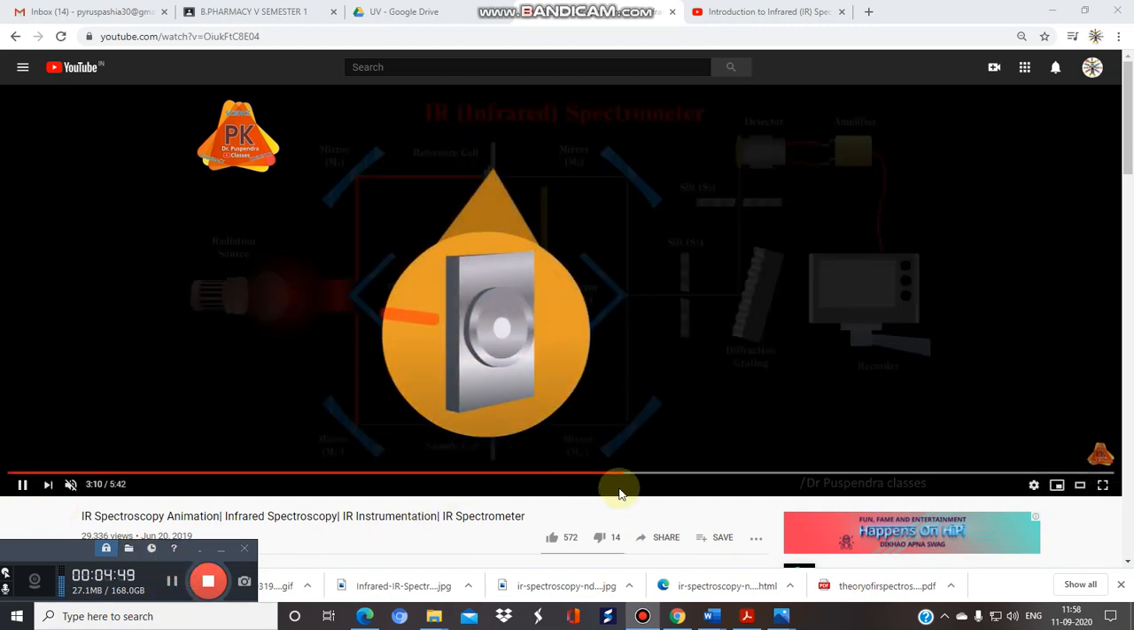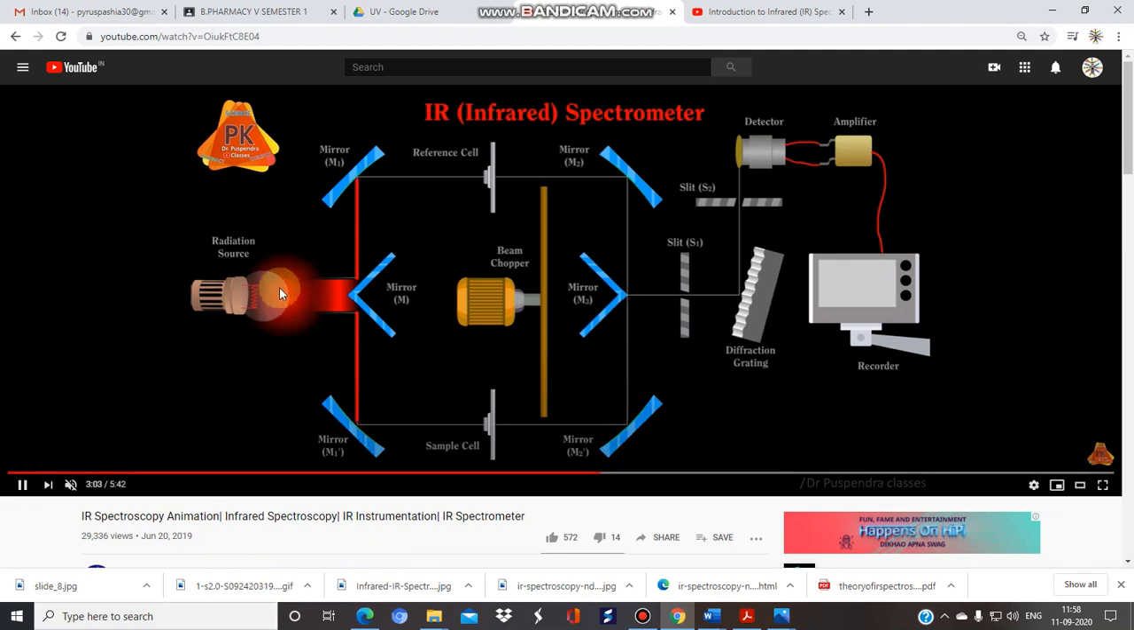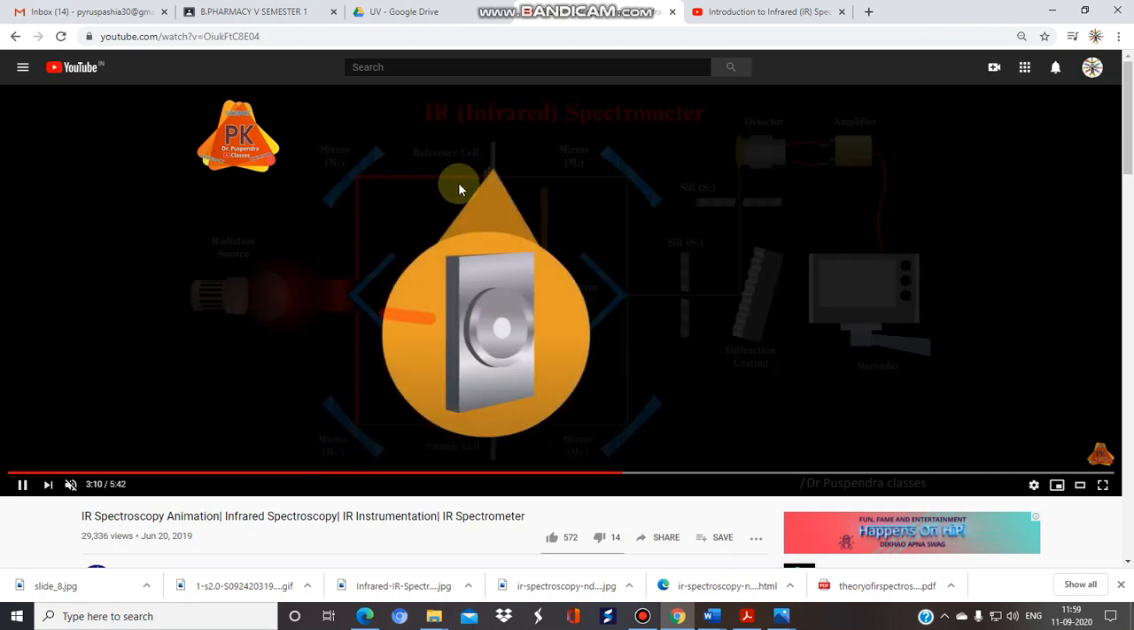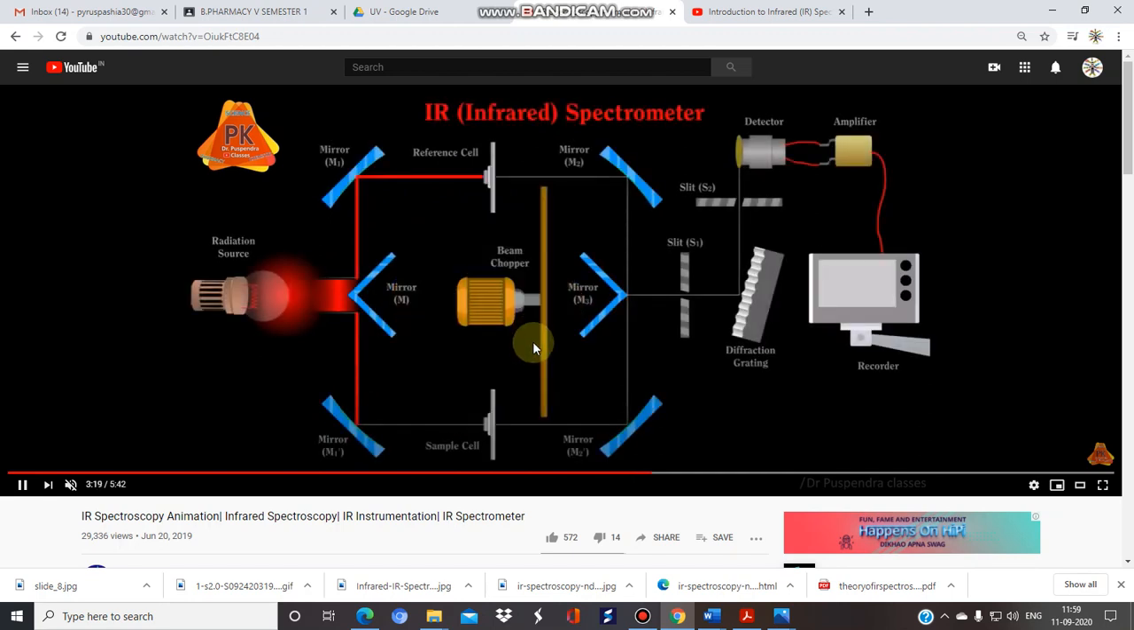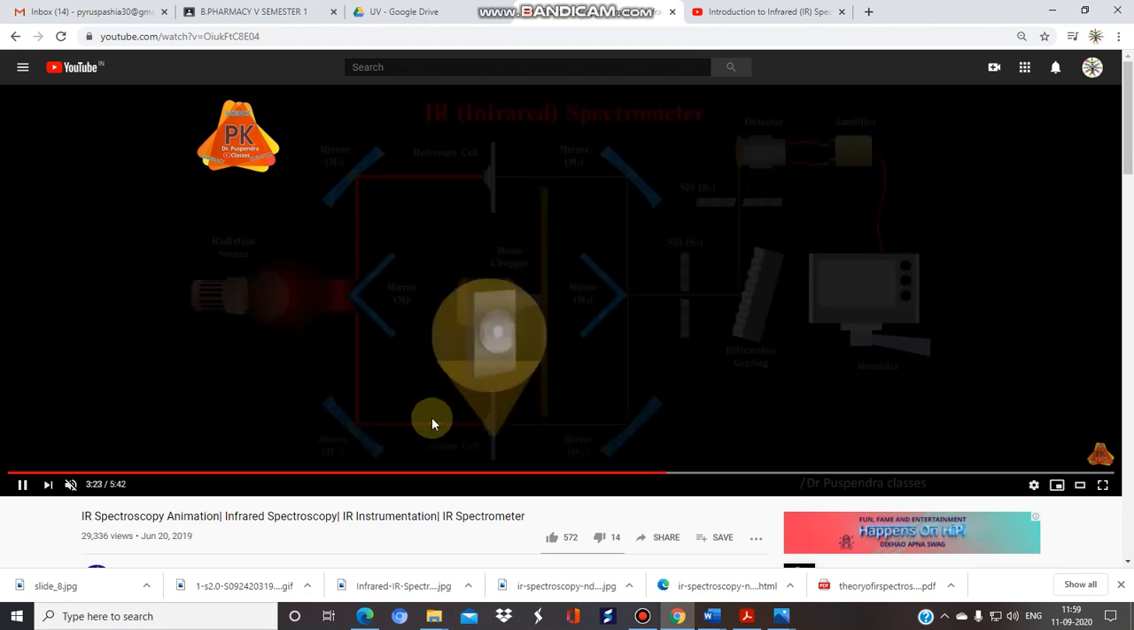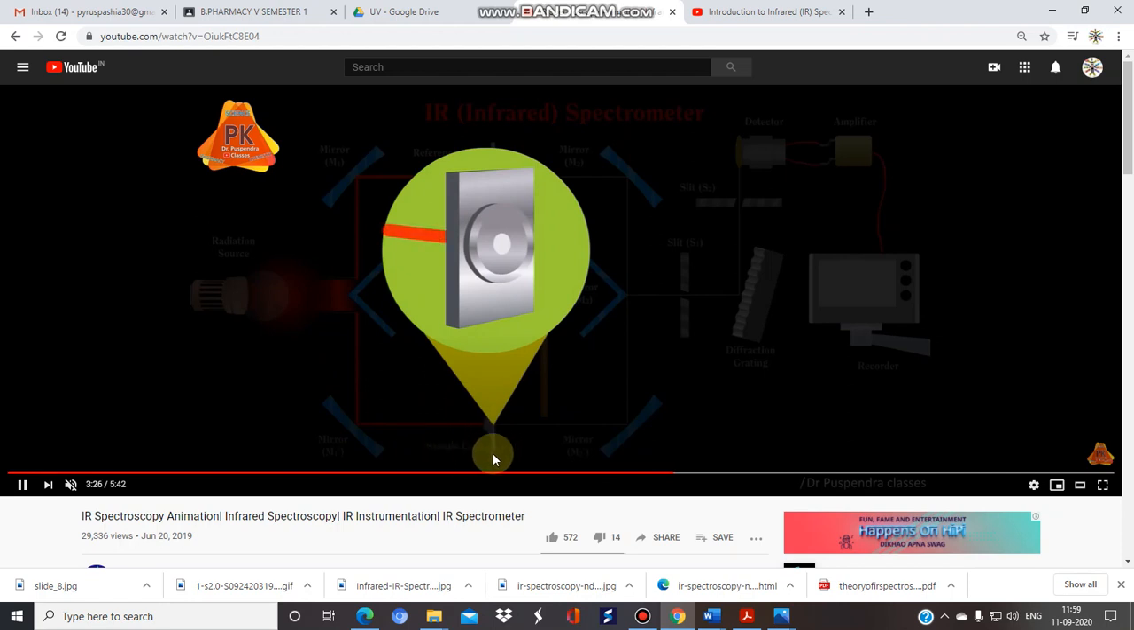So just see this video again. Basically, this is the IR radiation source. This is the red color. The IR radiation will go inside this mirror, which reflects it to the sample as well as to the reference. And in the reference we use KBr. So this will pass through without any change in the intensity. Again, this mirror M1 dash will reflect this infrared radiation towards the sample cell, and the sample will absorb some of the light, and that means the intensity of this light is definitely going to change.